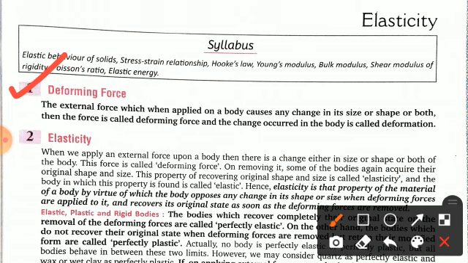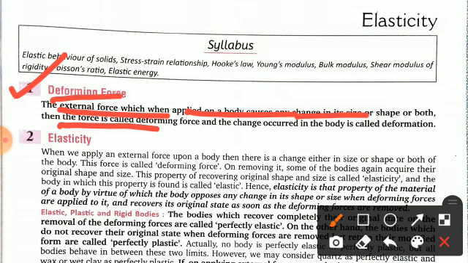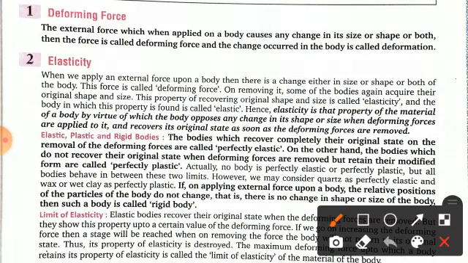You can see here, the external force which, when applied on a body, causes any change in its size or shape or both, is called the deforming force. It means when you apply a force over a body and this force causes changes in the body, either in its shape or in its size, then the force is called the deforming force, and the change that occurred in the body is called the deformation. Clear? Now come to elasticity.